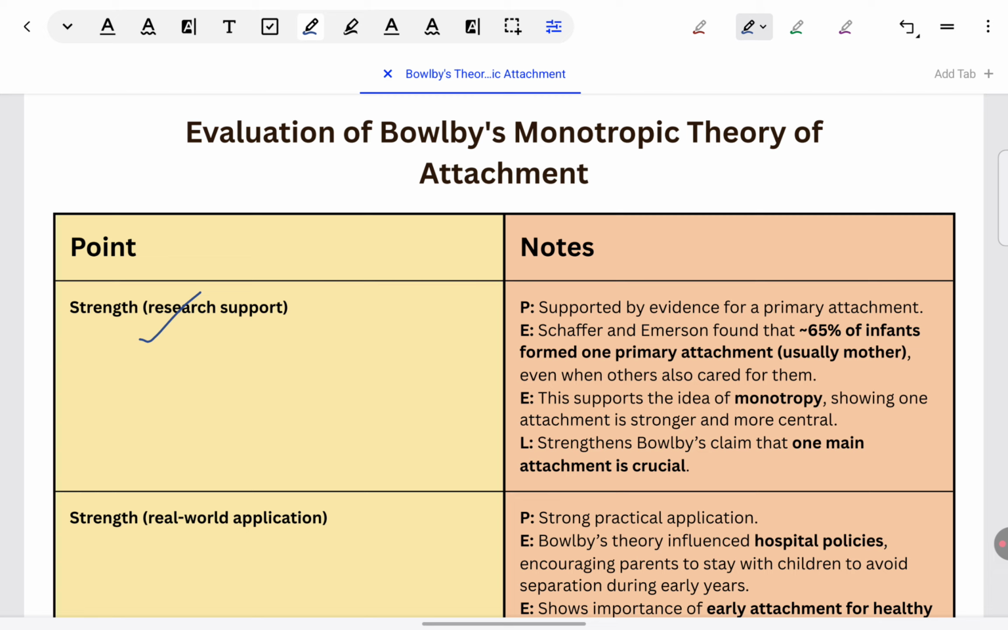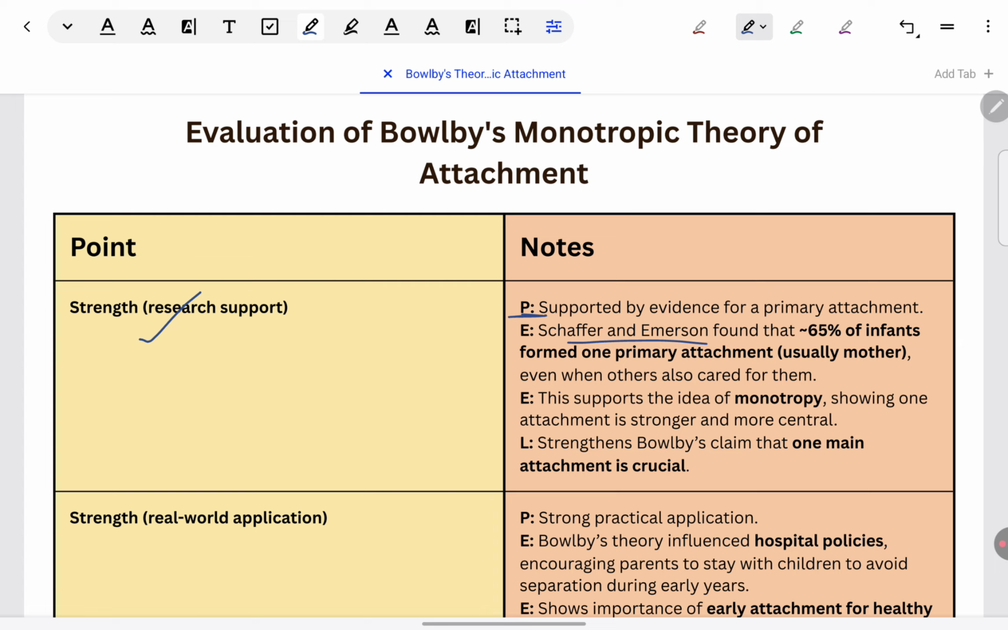So in maternal deprivation, Bowlby's theory, we can look at Harlow's study for support, or again Lorenz's study for support. Here, in my judgment, Schaffer and Emerson is better. But of course, whatever I share is from my perspective. There are many other possibilities.